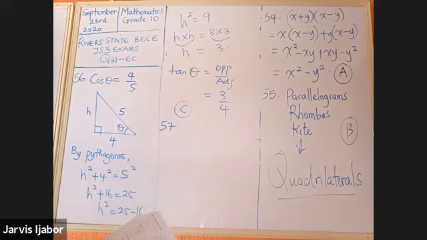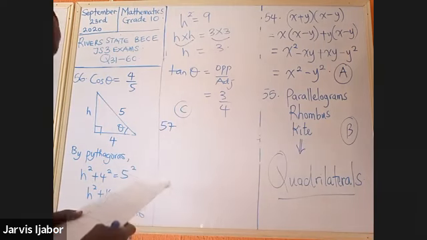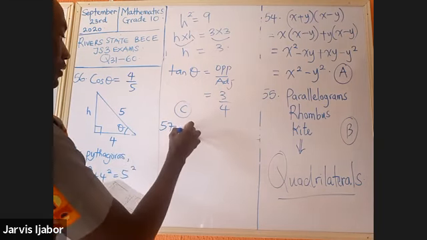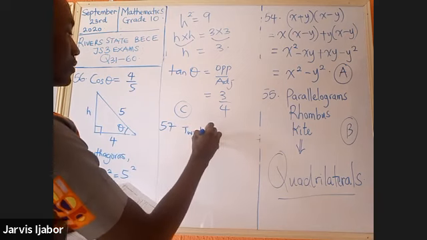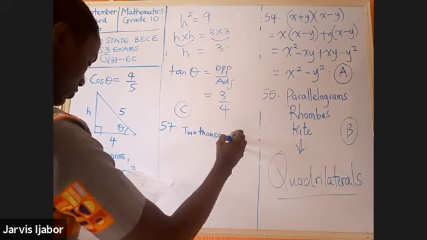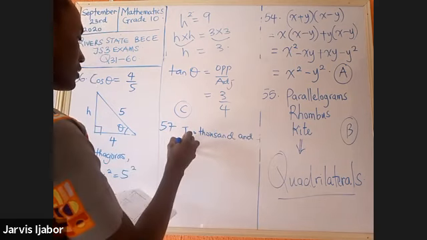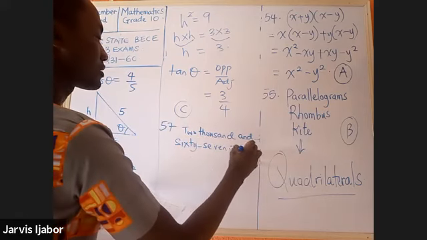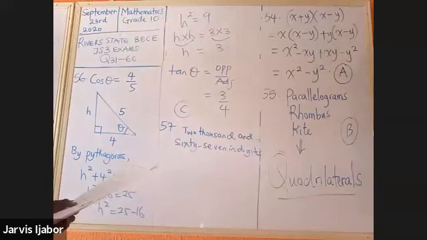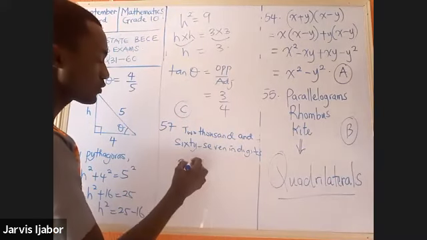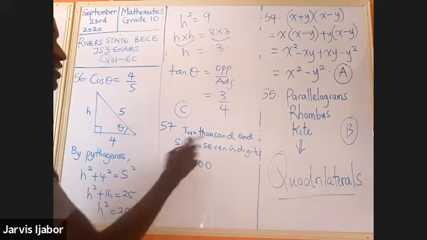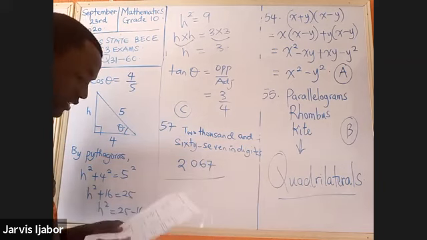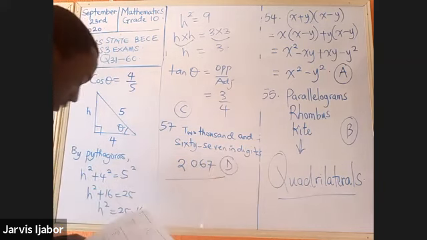What about 57? In question 57, we are told to write 2,000 and 67 in digits. So how do you write that? 2,000 is 2 with zeros. 67 is tens and units. So this is what the answer would be. And that answer obviously is what? D.